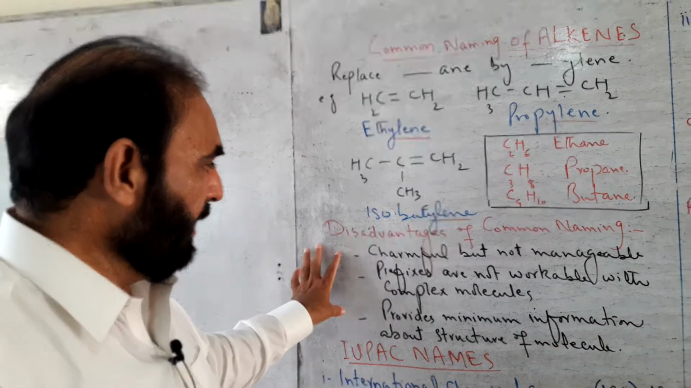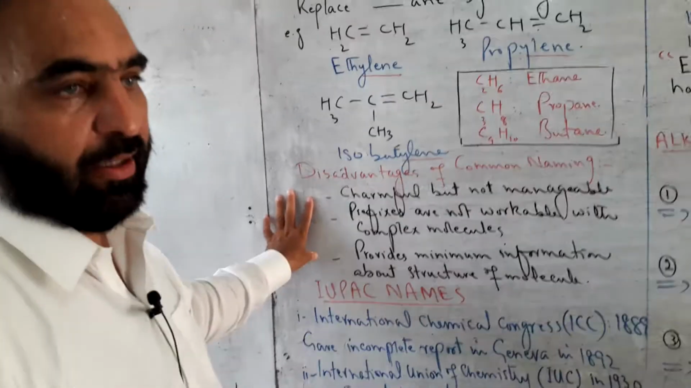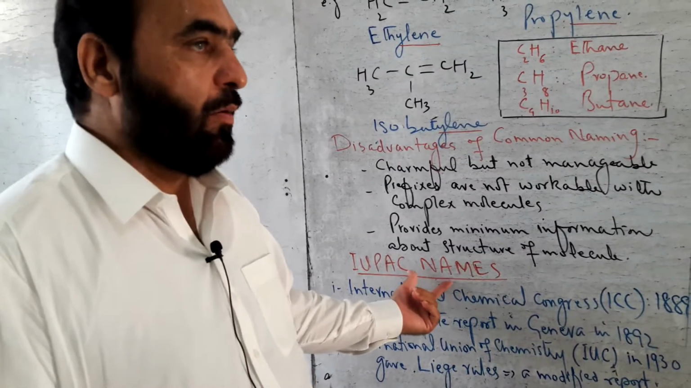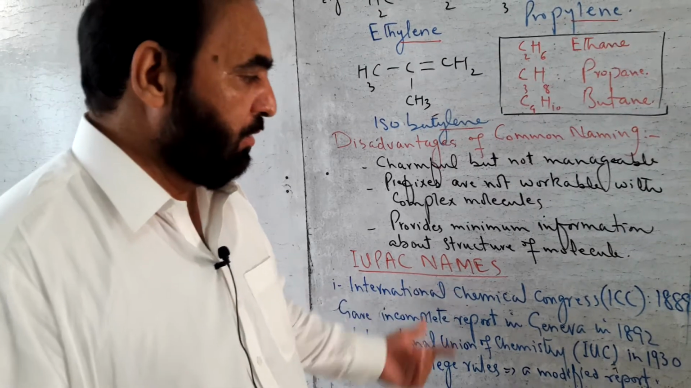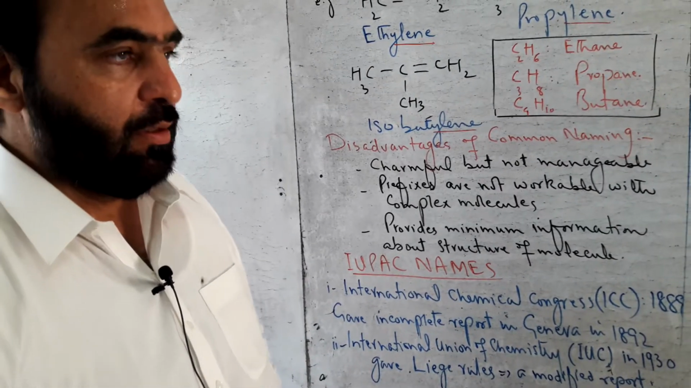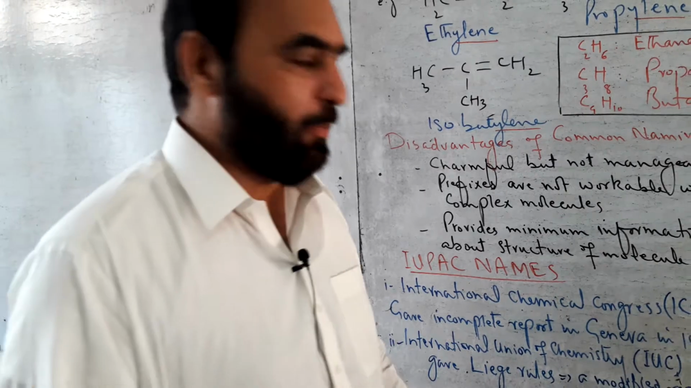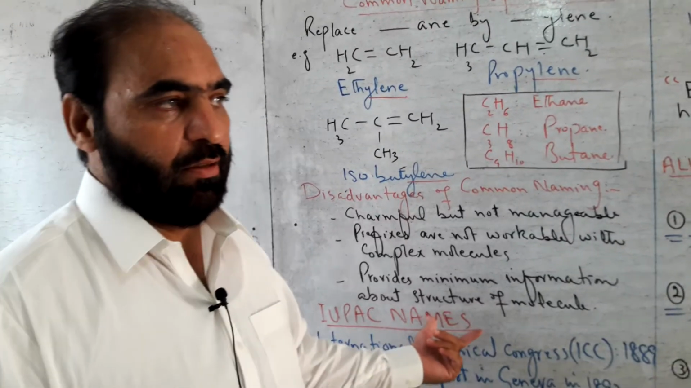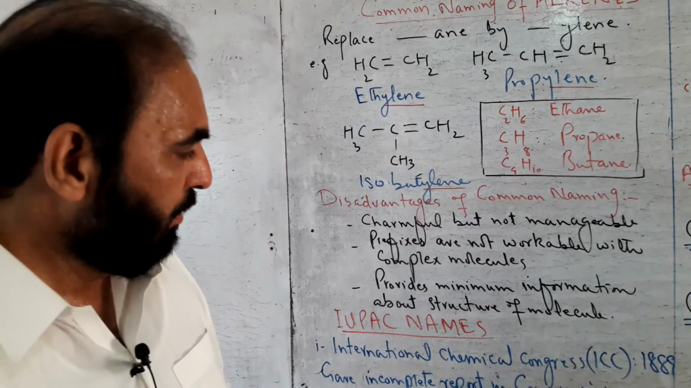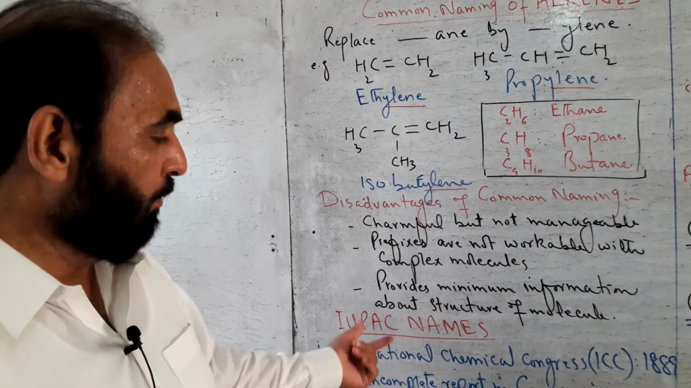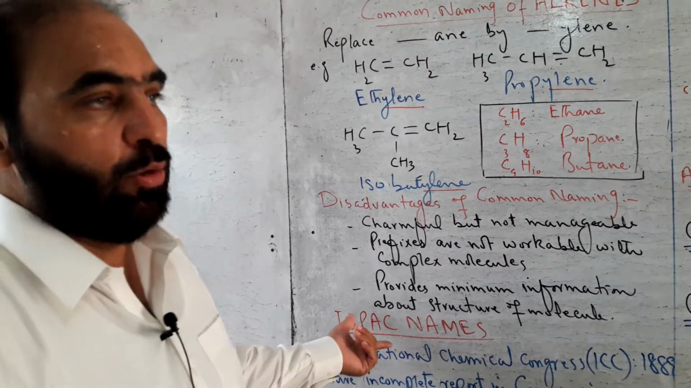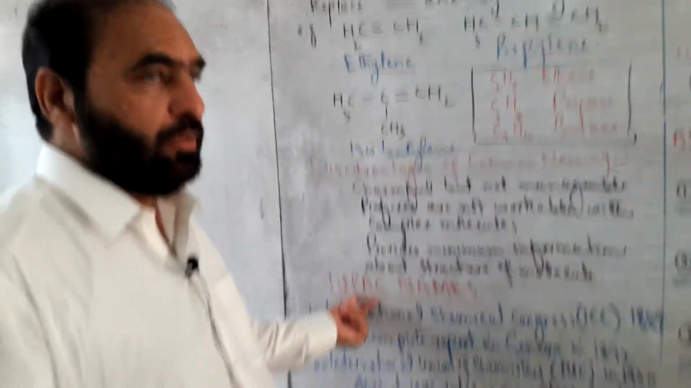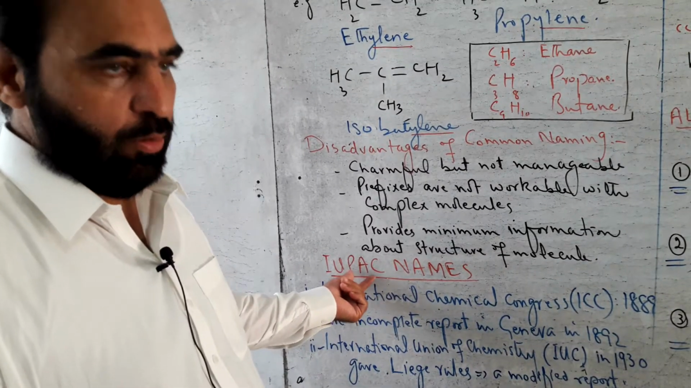So due to these three major disadvantages of this method, scientists have an utmost need for naming organic compounds by proper method, systematic naming of organic compounds, which is called IUPAC naming. So how can we give name to organic compounds by IUPAC method? First of all, we see historical background of IUPAC method.